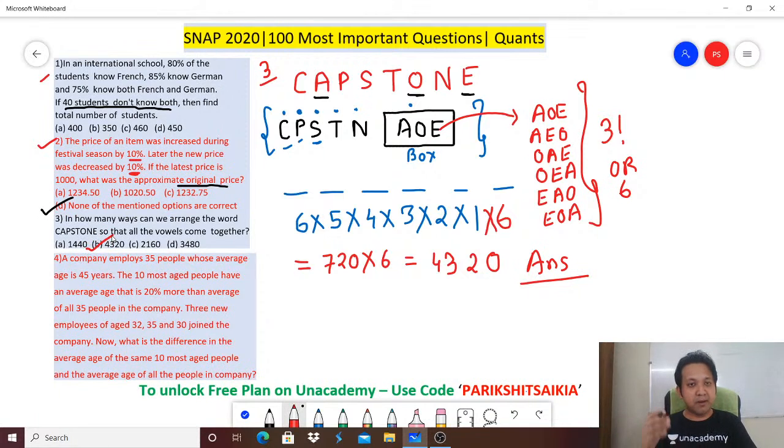Got it? Remember, very common questions. Last 20 years, if you see, very common. This is something which is very common. The word might be different, but the question is exactly the same. The vowels together in a given word. Let's go to the next one.